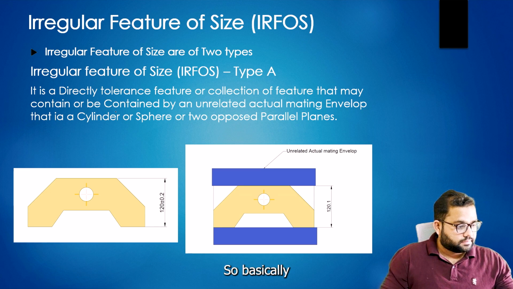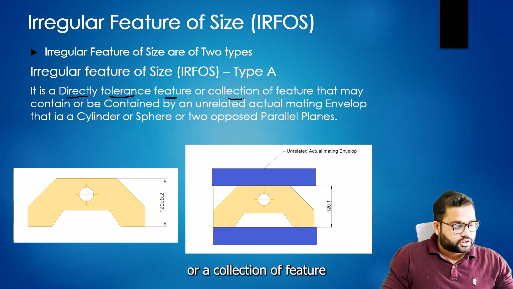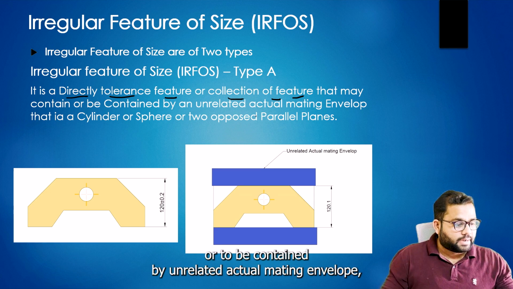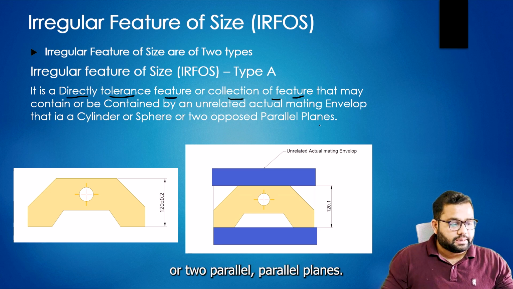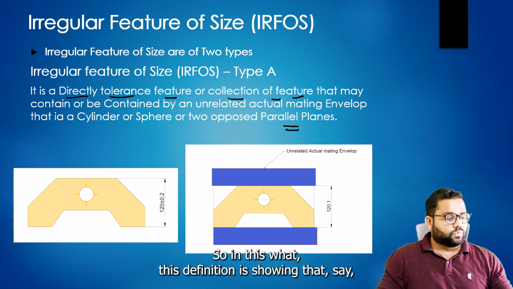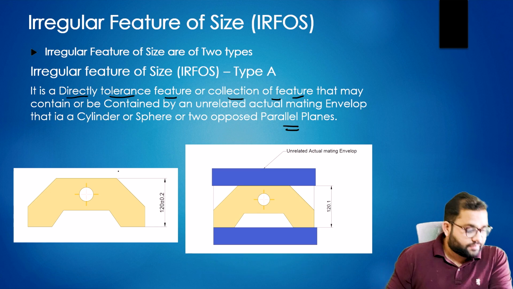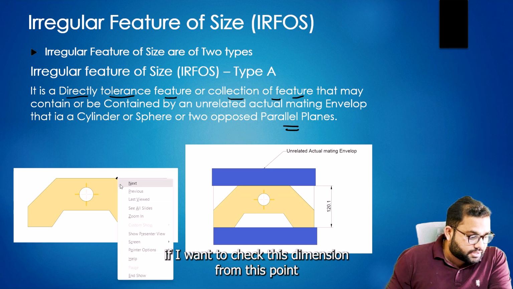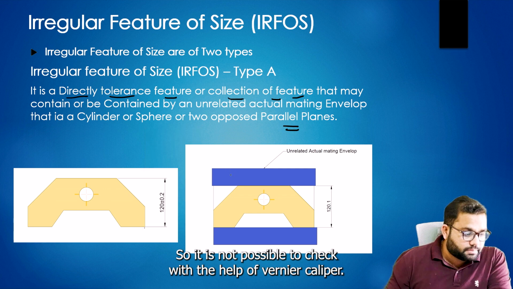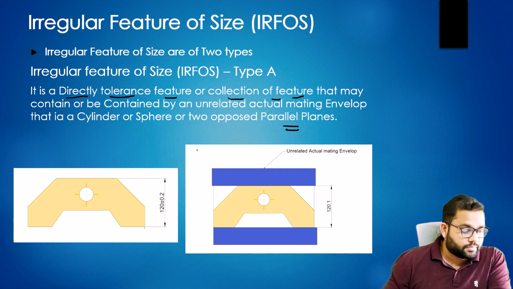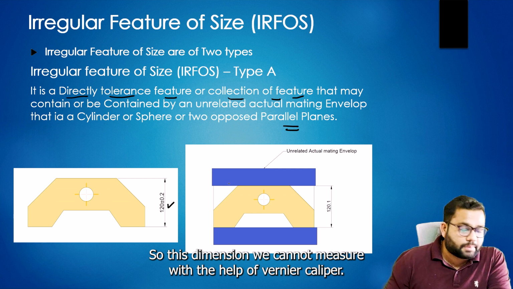Basically, the directly toleranced feature or a collection of features may contain or be contained by an unrelated actual mating envelope, that is a cylinder or sphere or two opposed parallel planes. So what this definition is showing: let's say if I want to check this dimension from this point to here, it is not possible to check with the help of a vernier caliper. So this dimension we cannot measure with a vernier caliper.